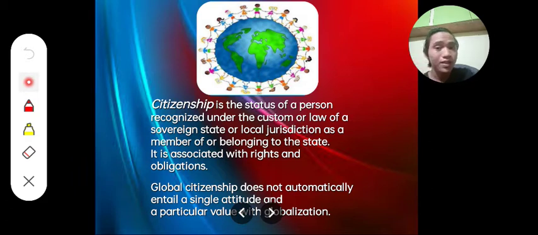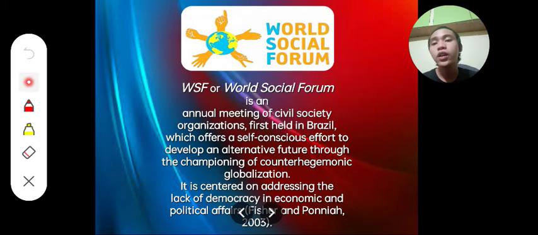Of course, if you are a citizen, a member of a certain country, you have certain rights, your personal rights, and you also have your own role to follow and obey, because every person is a steward of this community, which means they have their own duties to our environment. And global citizenship does not automatically entail a single attitude or particular value with globalization. Citizenship does not automatically entail a single attitude because every person who is a member of a certain country has different points of view.